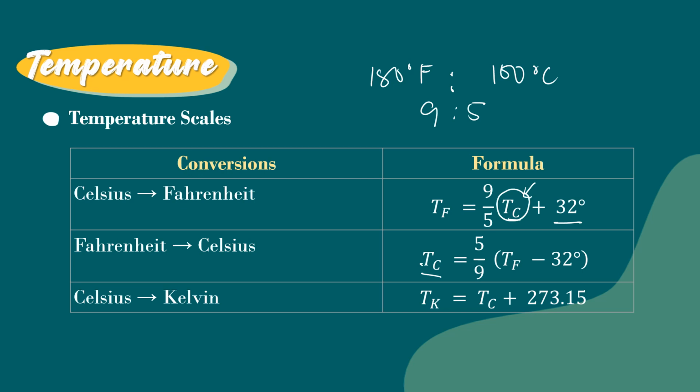Celsius to Kelvin, on the other hand, is very simple. The equivalent Kelvin temperature is just the sum of the given temperature in Celsius plus 273.15. From the previous slide a while ago, you've seen that 0 degrees Celsius is equivalent to 273.15 Kelvin. So whatever given value of Celsius temperature, you just have to always add 273.15 to get its equivalent Kelvin.